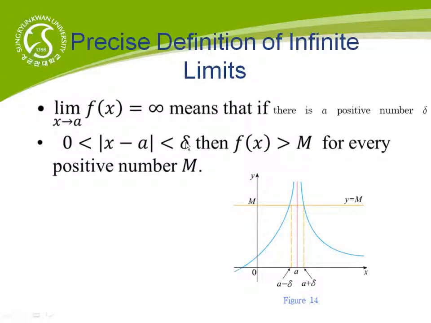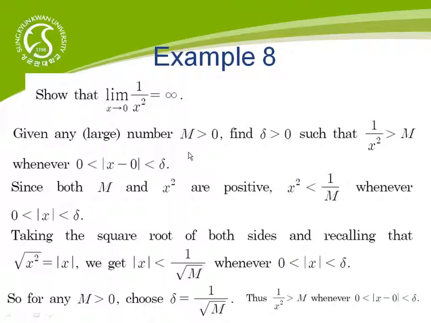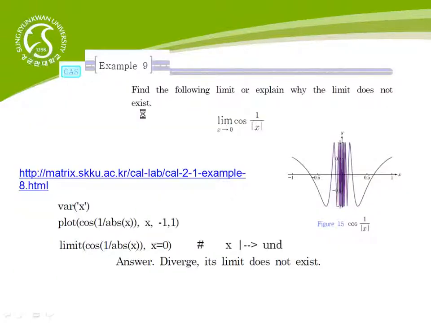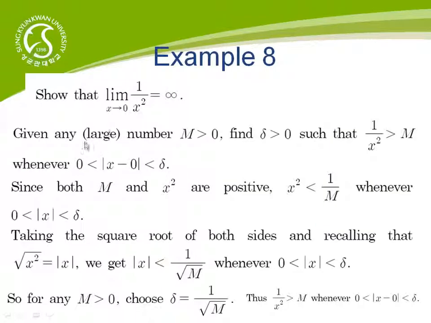Let's use this definition of infinite limit on example 8. Show the limit of 1 over x squared is infinity. You know the graph of this one. For any large number m, let's find the delta that makes this function bigger than m. Let's find the delta that makes this work.